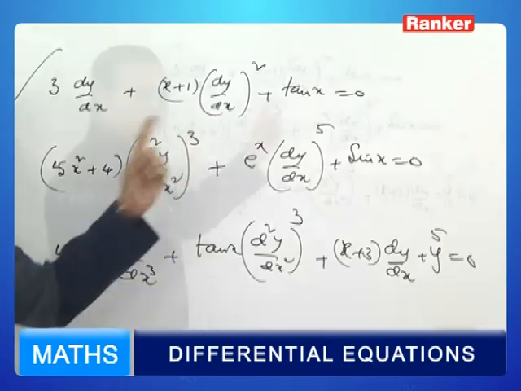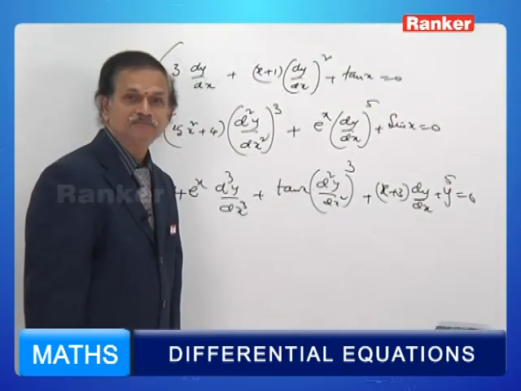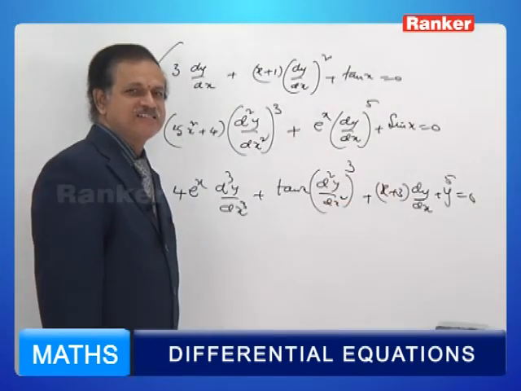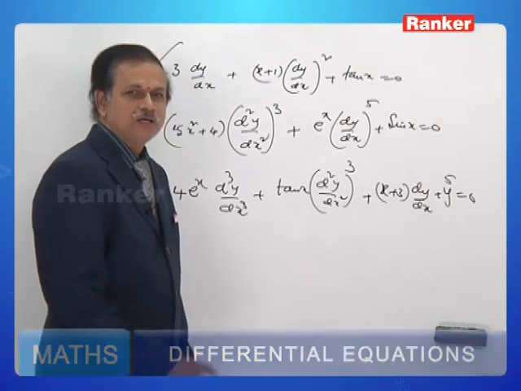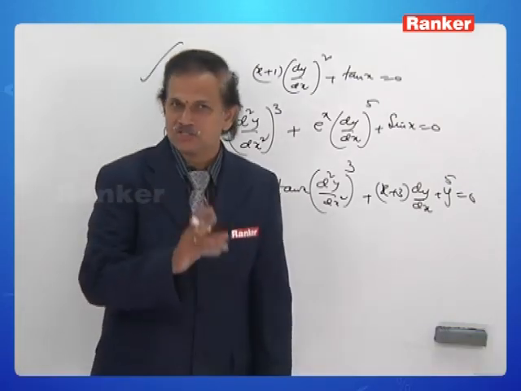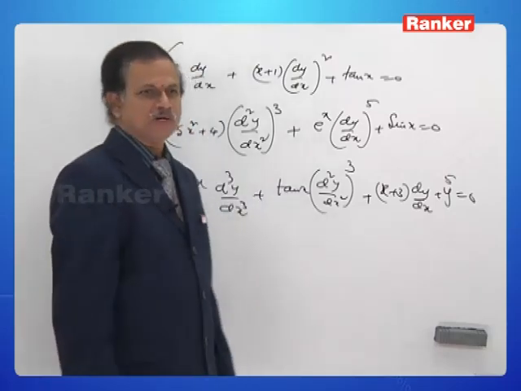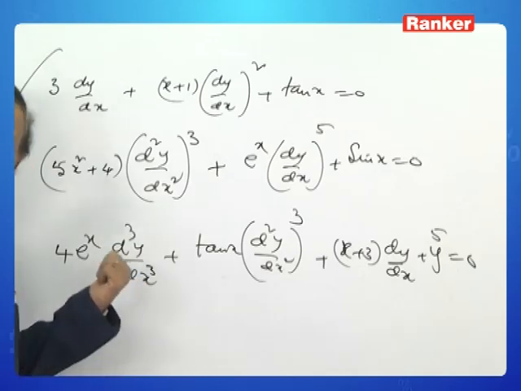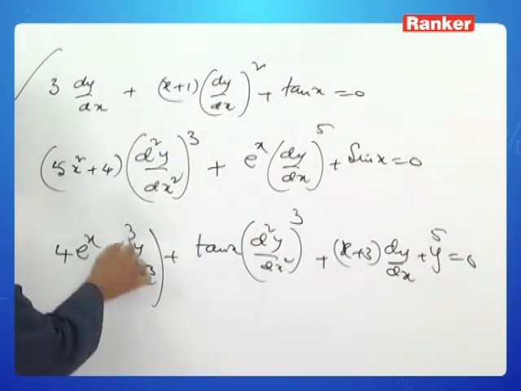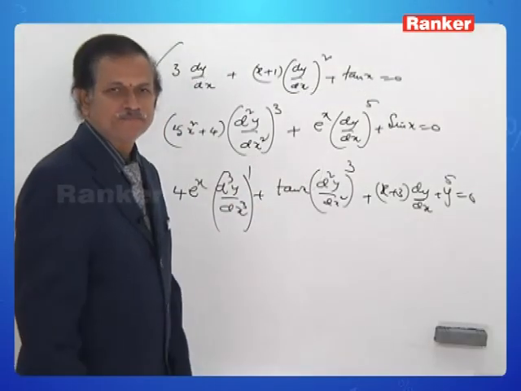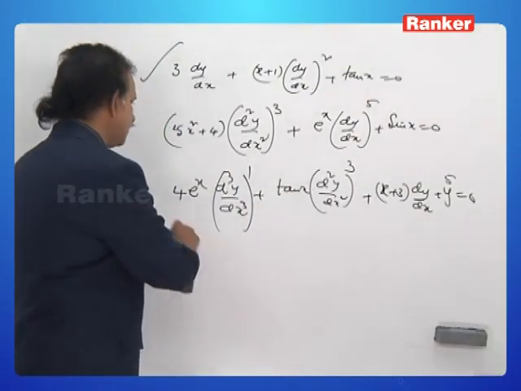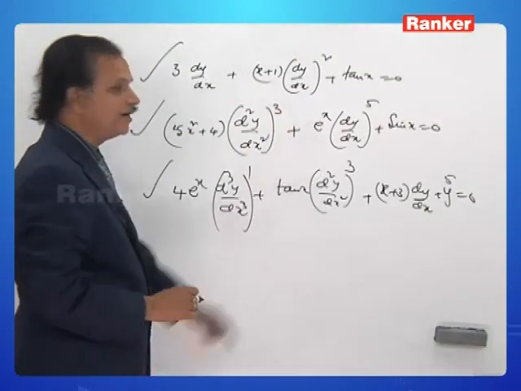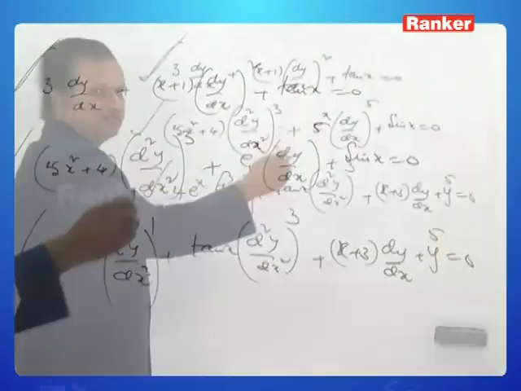Second order, third degree. What do you say about this? Whole power 3 is there. Whole power 5 is there. You do not look at that. You have to look at the largest order derivative only. What is the largest order derivative here? d cube y by dx cube is there. So it is a third order derivative. Its exponent is, there is no exponent written, it is 1. So what are we saying? This is of third order, first degree. This is second order, third degree. This is first order, second degree.